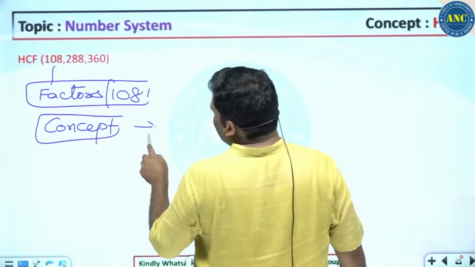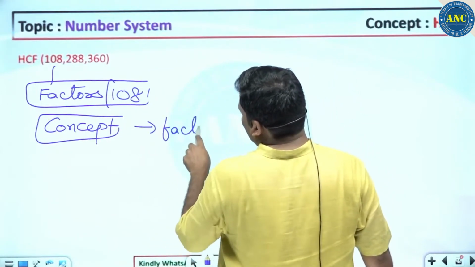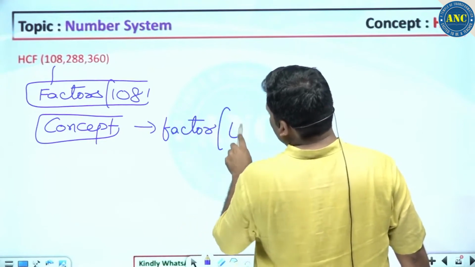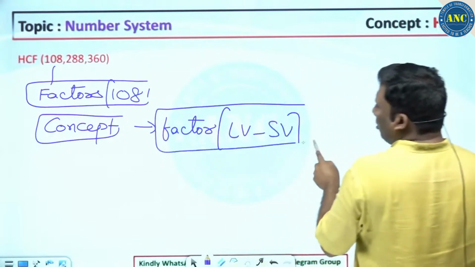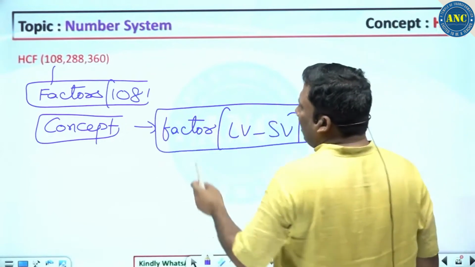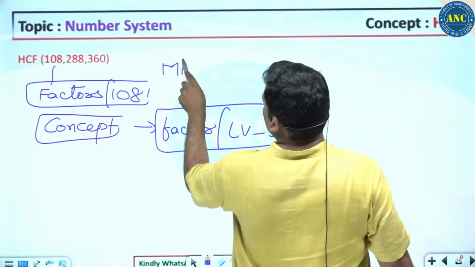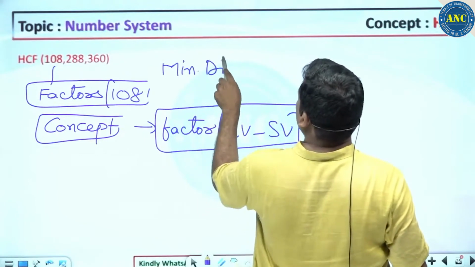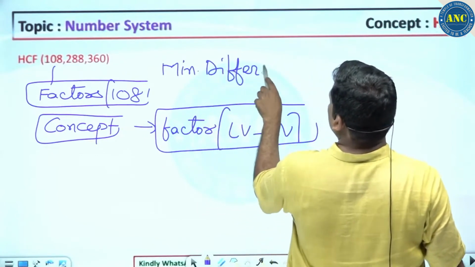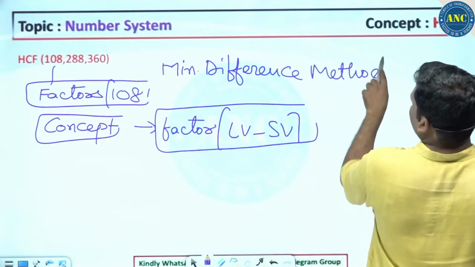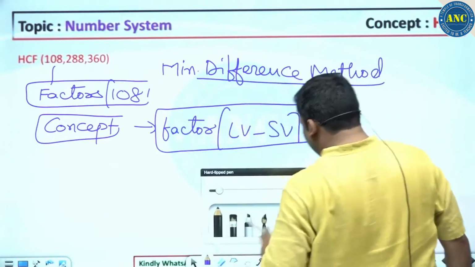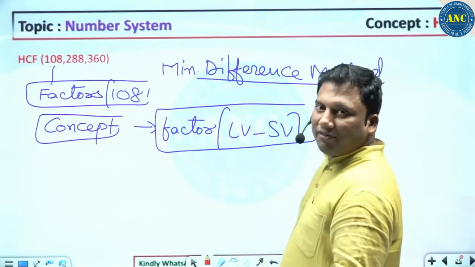The answer will be a factor of the largest value minus the smallest value. HCF can also be determined by the minimum difference method. This is the most popular method taken from the NCERT textbook. The minimum difference method.